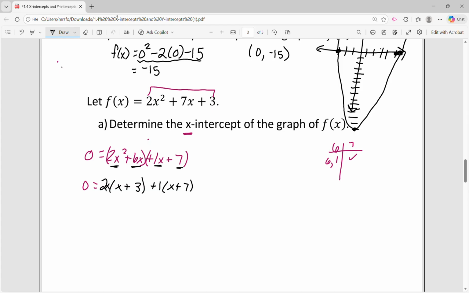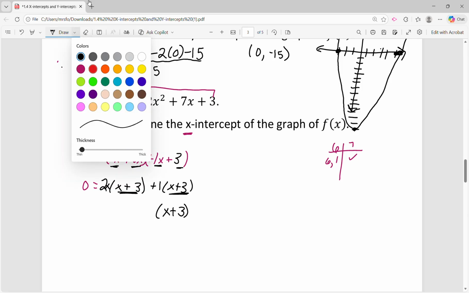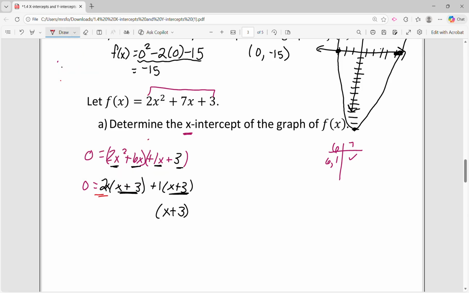Ooh, well, that didn't work because I didn't write it right. This was supposed to be a 3 on the end. Sorry guys. So now, one way I know I made a mistake is that should be the same, that x plus 3. And then our other factor comes from the GCF part, so 2x plus 1.